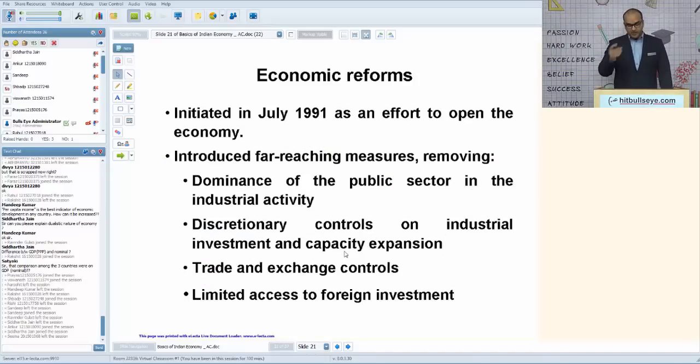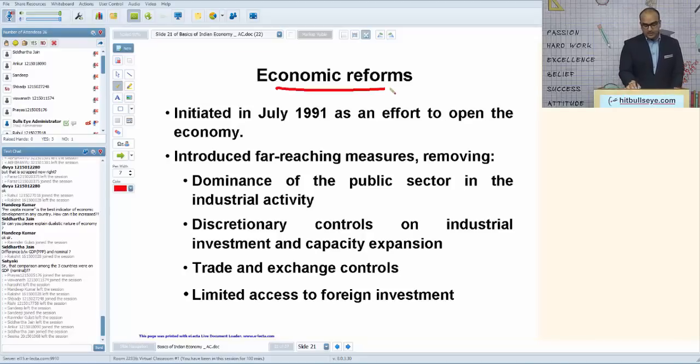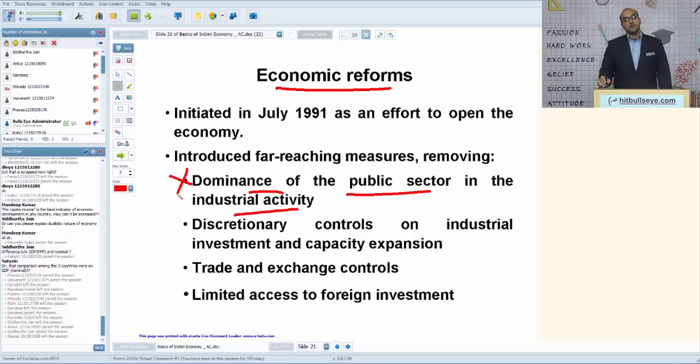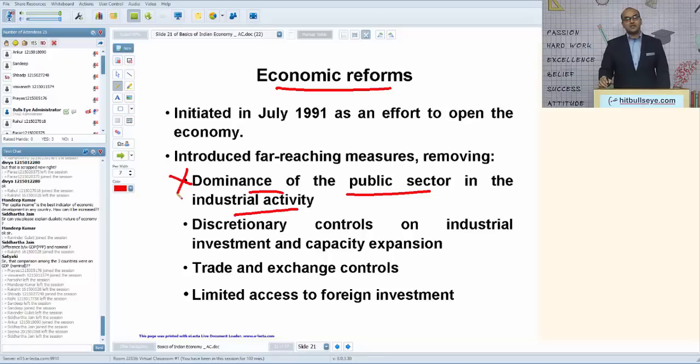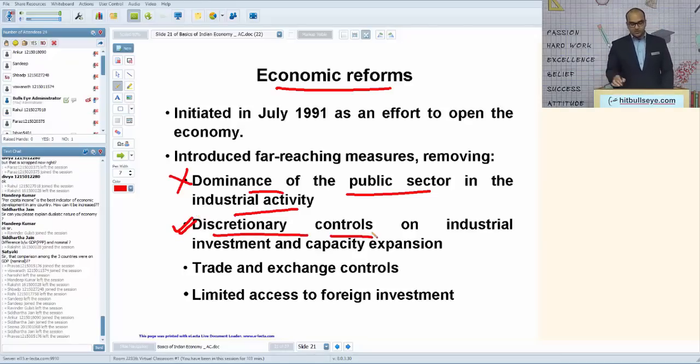Again, this is a brief introduction regarding the economic reforms as they were initiated in 1991. So the dominance of the public sector in industrial activity was removed, their monopoly was removed. A large number of industrial activities, especially the commercial goods sector, was opened up for the private sector. Till then, the government enjoyed a large number of discretionary controls on industrial investment and capacity expansion.